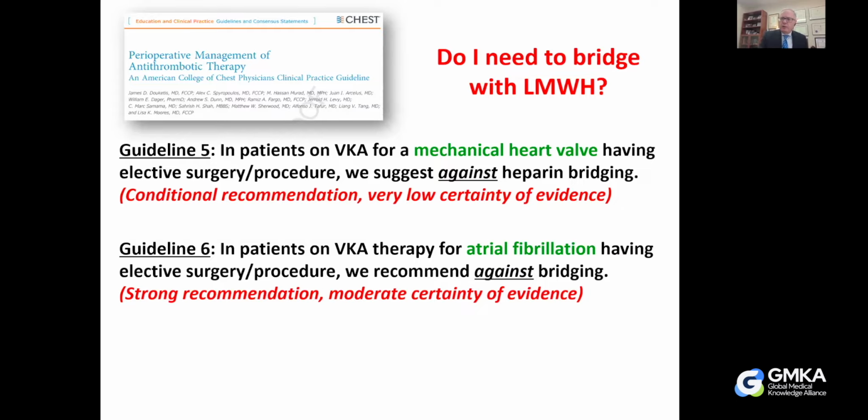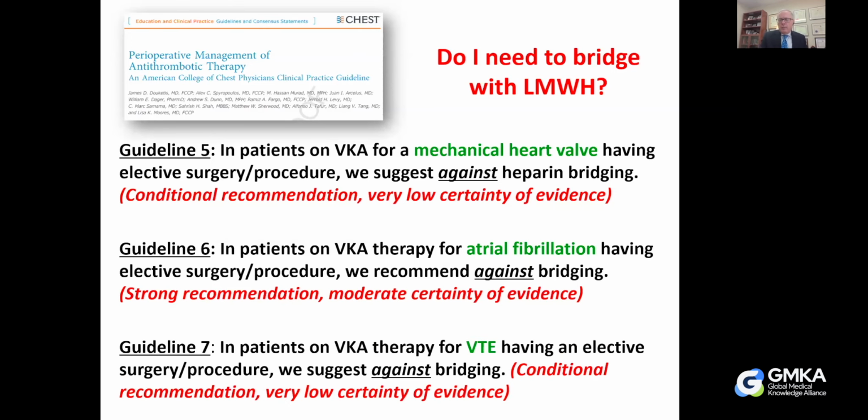Other recommendations regarding bridging in patients with atrial fibrillation are similar. We recommend against bridging in patients taking a vitamin K antagonist for atrial fibrillation. This is a strong recommendation, though. And then in a minority of patients taking a vitamin K antagonist for venous thromboembolism, we also suggest against bridging.